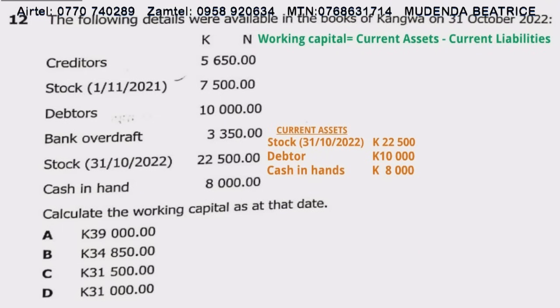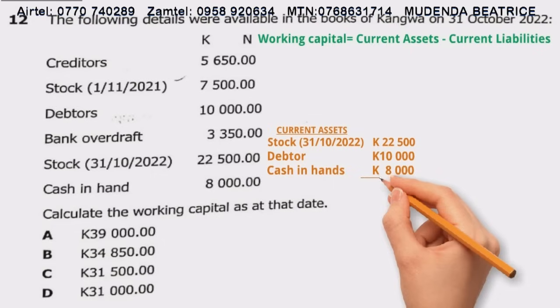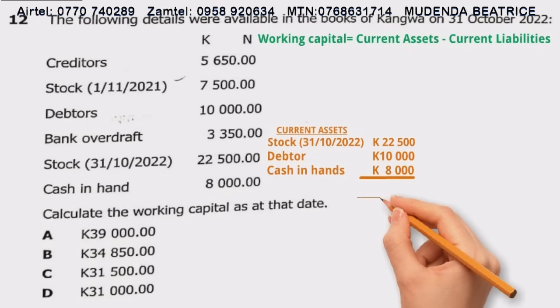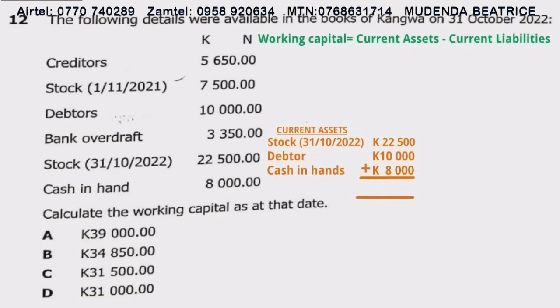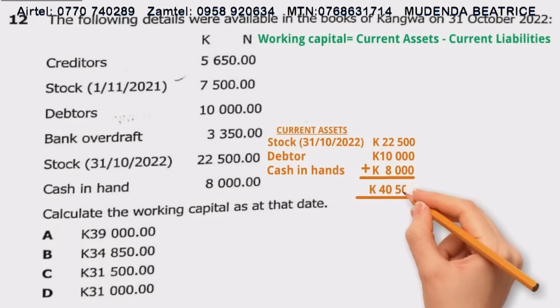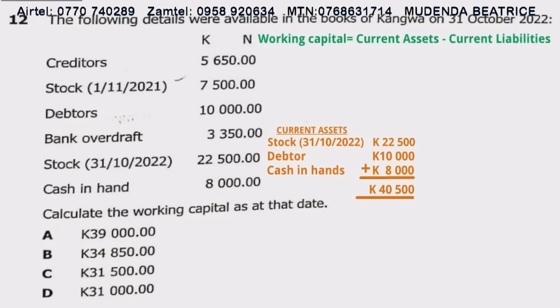So now we have found the current assets, we just find the total. We add 22,500 plus 10,000 kwacha plus 8,000 kwacha, which will give us 40,500 kwacha.